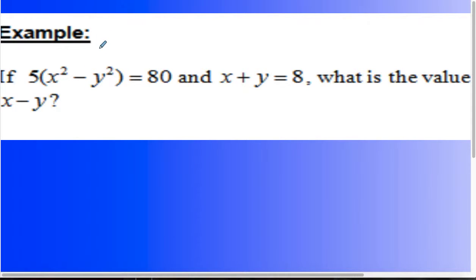It's not asking you to solve for x, which is what we normally do in all our algebra classes. It's asking you, what is the value of an expression? And that expression looks like it could be part of difference of squares. Well, they gave me this. So one way to think about this is, first, let me see what happens if I factor that. If I do, I get 5x plus y, x minus y equals 80.